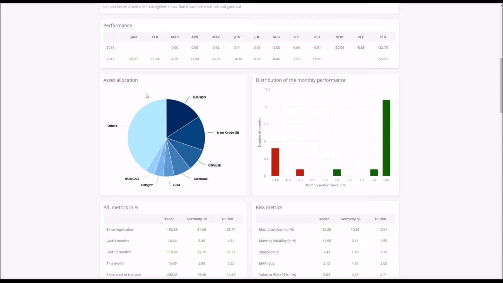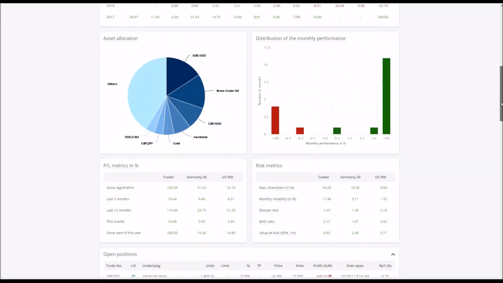Now down here we have the asset allocation. What does the trader trade? Quite often people will focus on the German index, the DAX, so you'll see a lot of DAX in there. But for this trader, a bit of euro dollar, oil, a bit of pound US dollar, Facebook, gold, and a mix of whole other stuff. So this trader seems to have quite a broad portfolio of stuff that they trade. We'll have a look at someone else in a minute and see how it works.